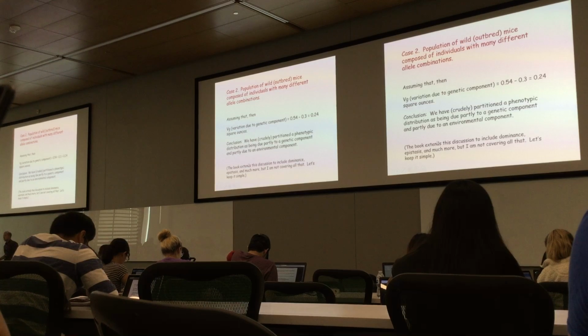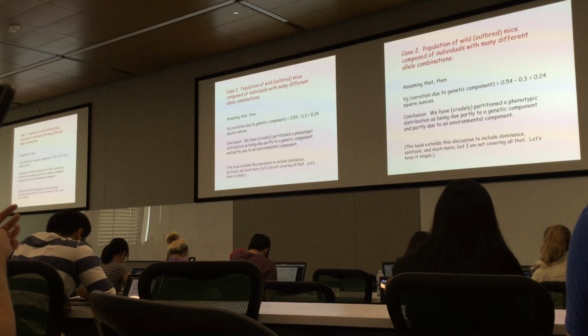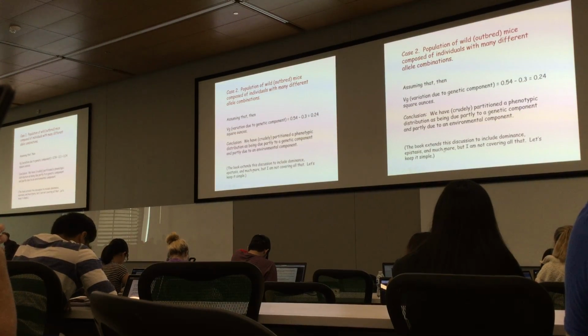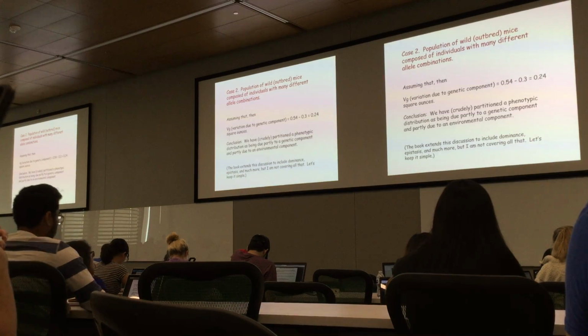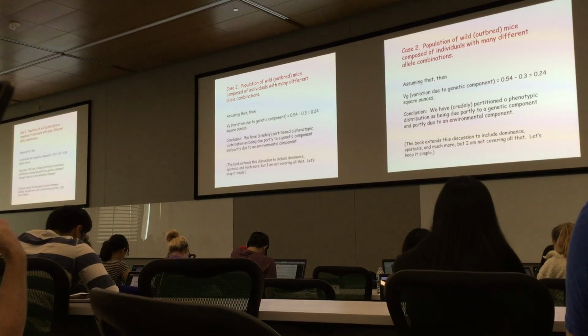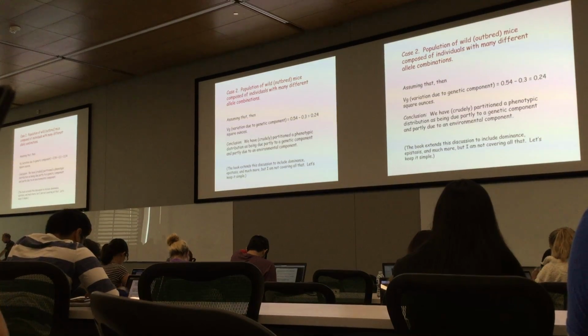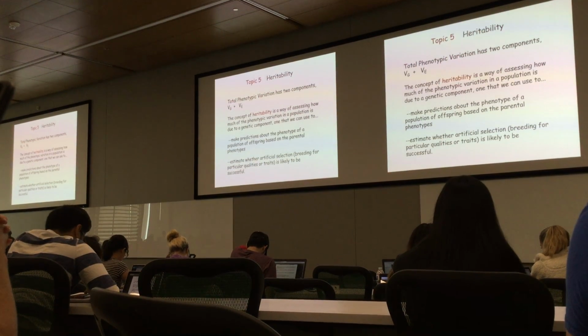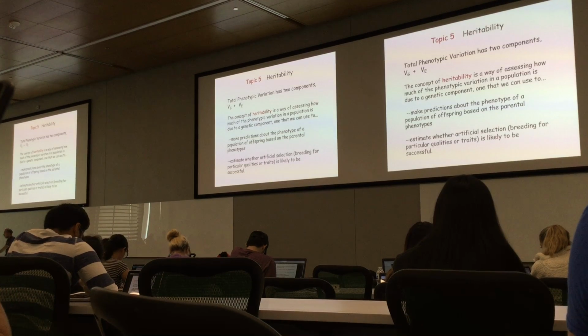The book covers all sorts of stuff: inheritance, dominance, epistasis, all these things, and it's far too complicated. We're just surveying this, so just follow. Make sure you follow the lecture notes as a kind of guide, particularly in this chapter, which kind of is sprawling. Okay, topic 5, heritability.